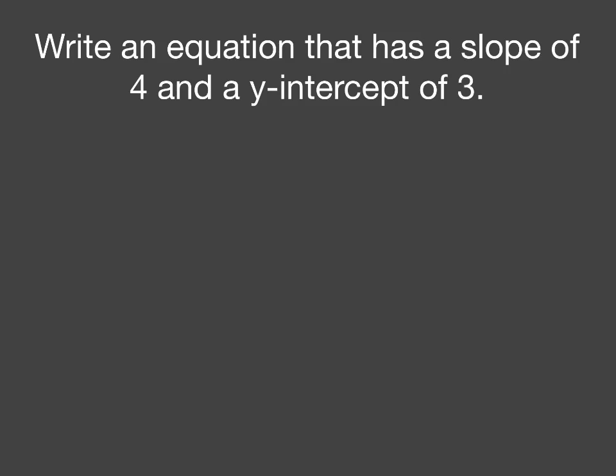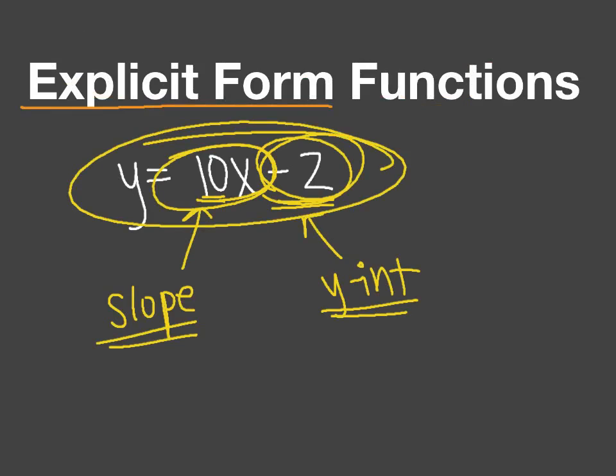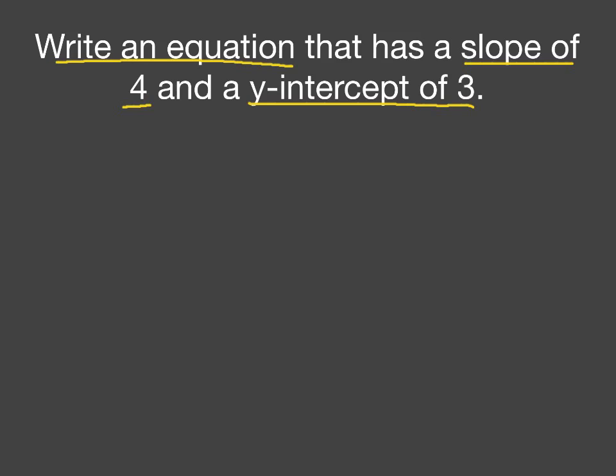So let's try one of these problems. It says, write an equation that has a slope of 4 and a y-intercept of 3. Well, we know what our equations are supposed to look like, so we just have to make an equation that looks like that with this new information. So it's always going to start with y equals. After my y equals, I need the slope. Well, it says my slope is 4.